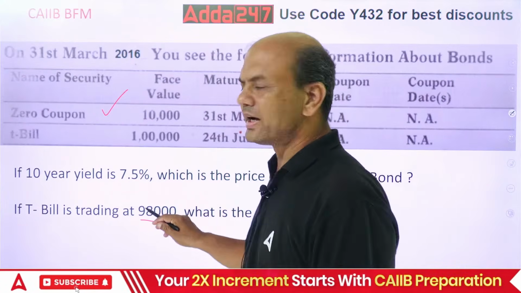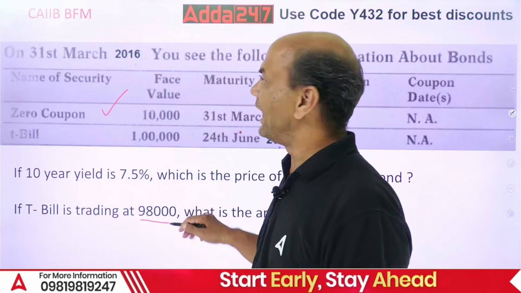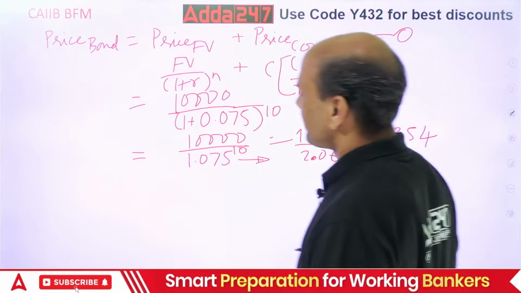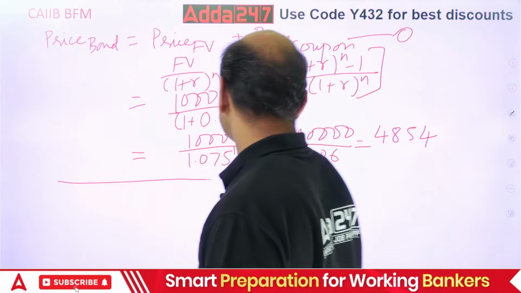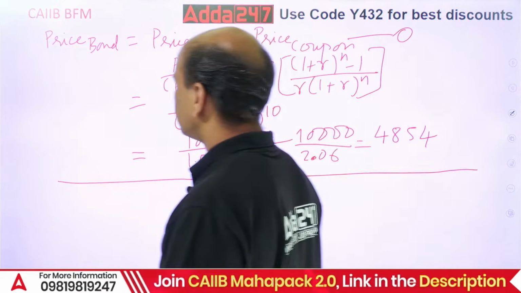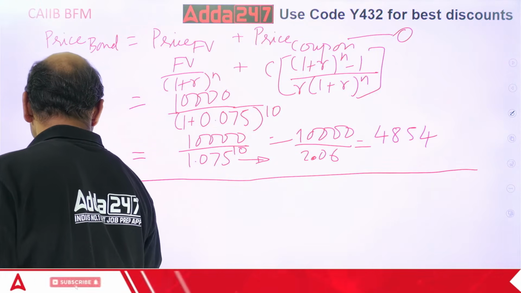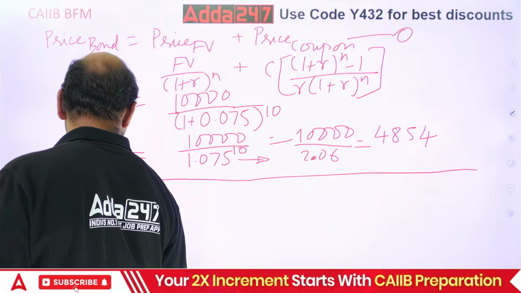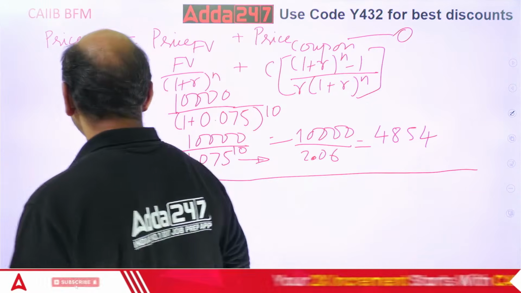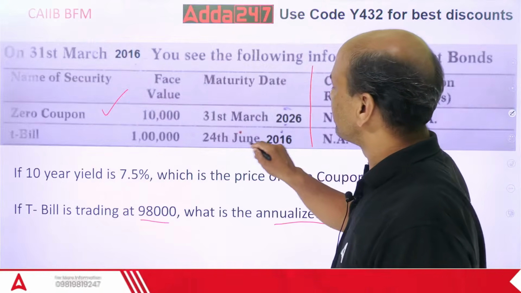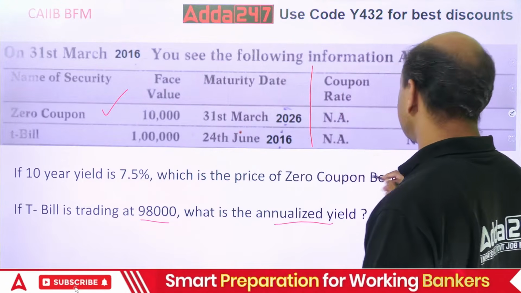I am investing 98,000 on 31st March. Now look at these dates. On 31st March, I am investing 98,000. And what is that second date? On 24th June, I am getting 1 lakh rupees.